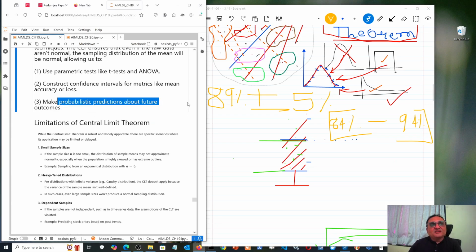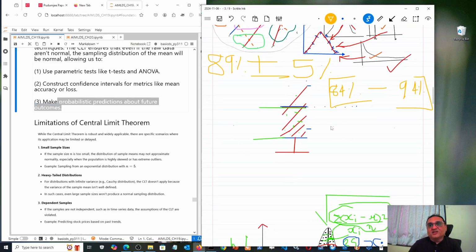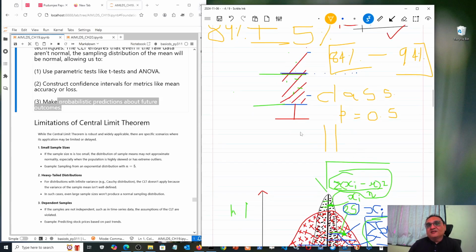And last and the most important thing is, we can make probabilistic predictions about future outcomes, particularly in classification. Suppose you are asked whether this customer will churn or not, then you decide on a probability threshold, say for simplicity 0.5 or 50%. Now suppose I find the probability of churning, yes or no, for 3 customers, customer 1, customer 2, customer 3, and the probabilities that I get are 0.6 for one, 0.45 for another, and 0.55 for this customer.